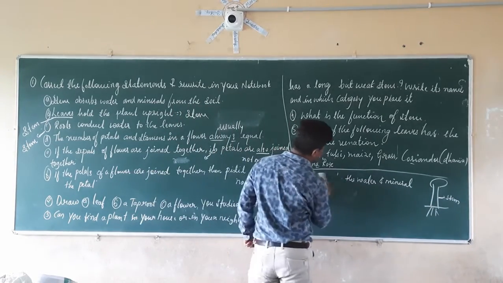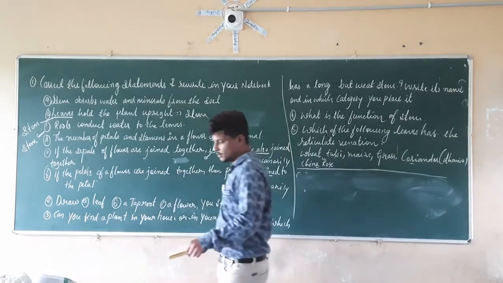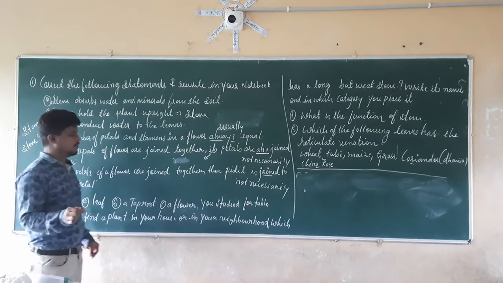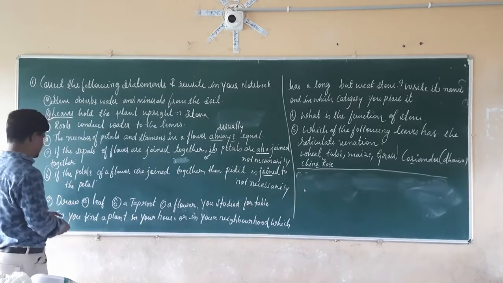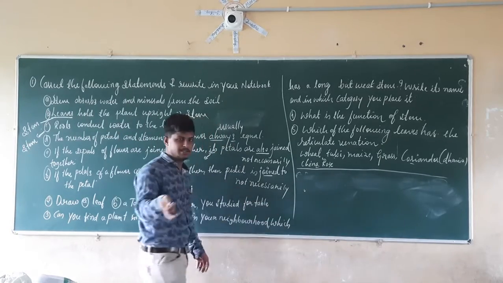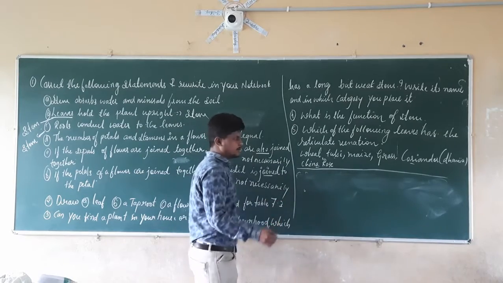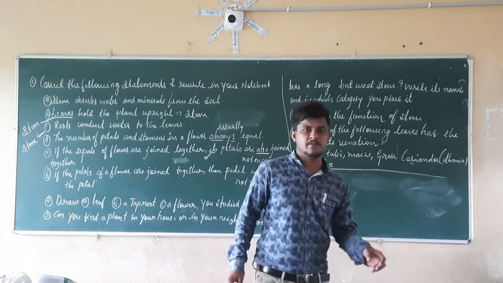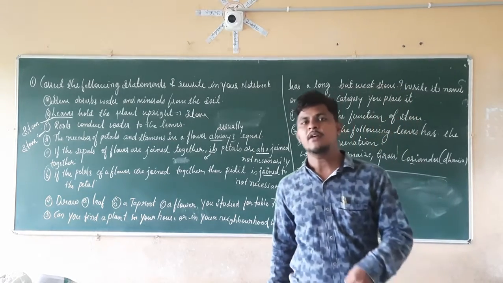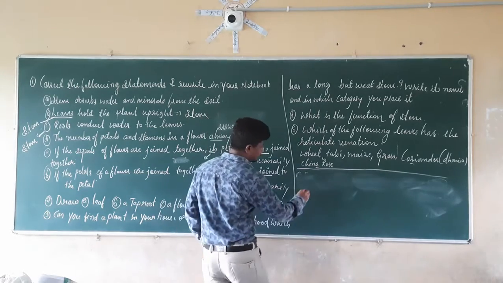Now let us consider the main question number 2. Draw a leaf, a taproot, a flower, as you studied in table 7.6. You have to take one plant. From that plant, we have to draw the structure of the leaf, the structure of the root, and the structure of the flower. So if we take the leaf here, we can draw the leaf like this.